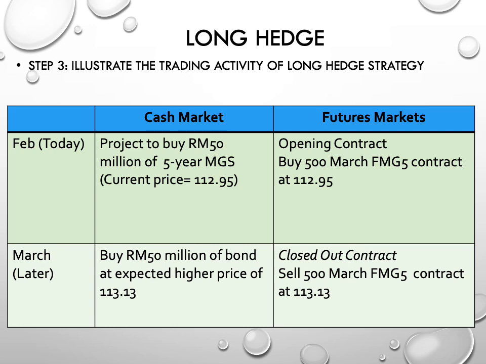When it comes to March later, at the time you want to close out your transaction, in the March spot market you buy 50 million of bond at the higher price of 113.13, and then you need to close out your transaction in the futures market. Basically we use cash settlement. Cash settlement means you take the opposite position from the previous one. You started with a position in futures where you bought 500 lots of contract, so to close out, you need to take the opposite position. So you sell 500 March FMG contracts at price 113.13.